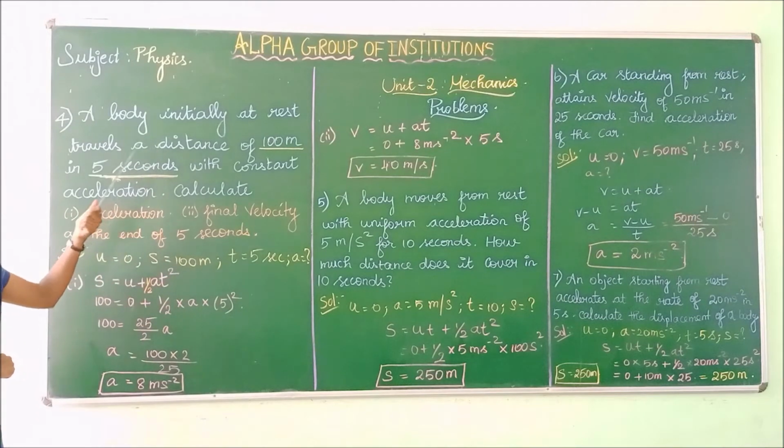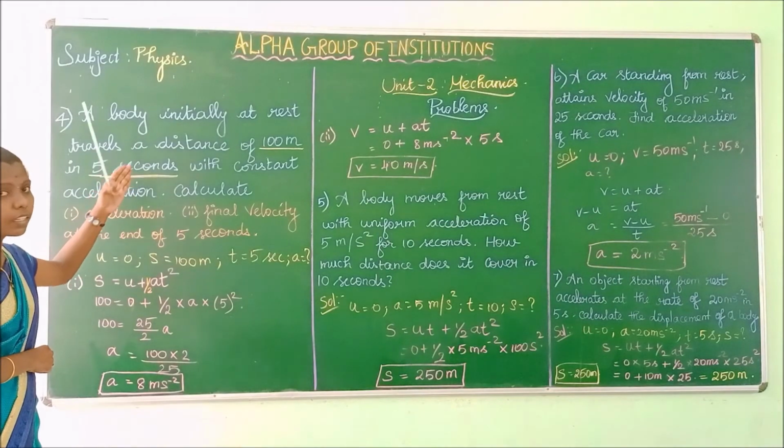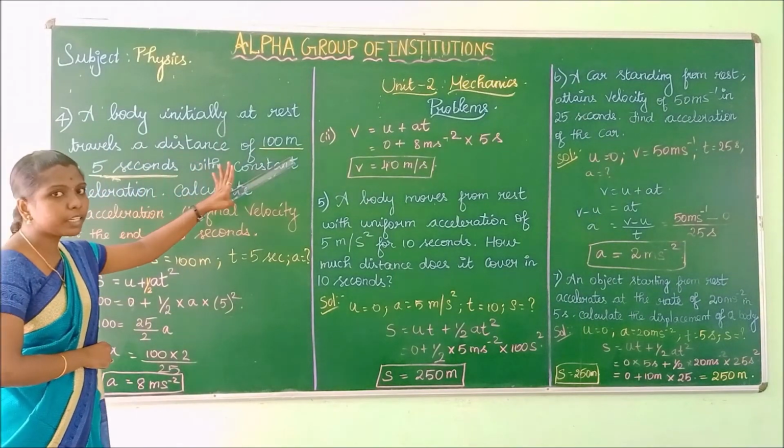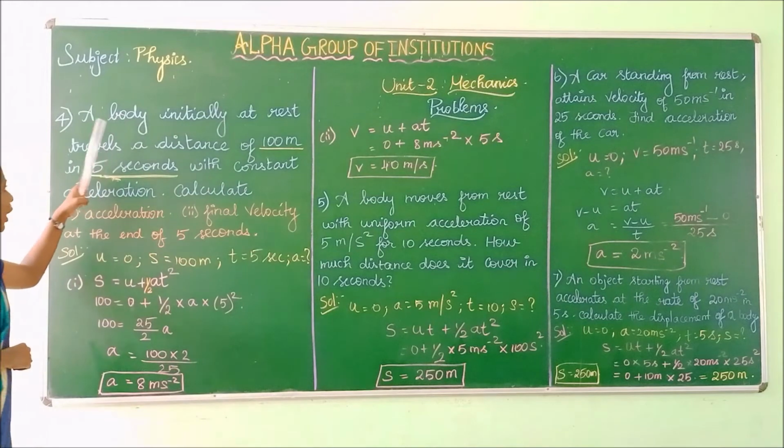Okay, yes, what are the values they have given us? They have given us the value for distance. The value for distance is 100 meters, and they have given us the value for time.